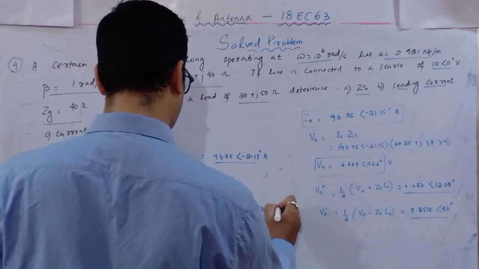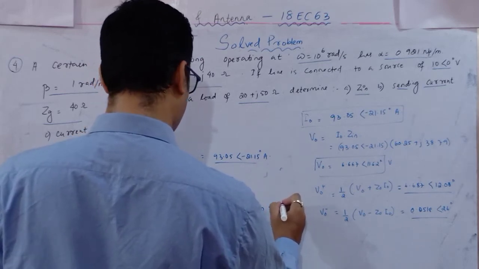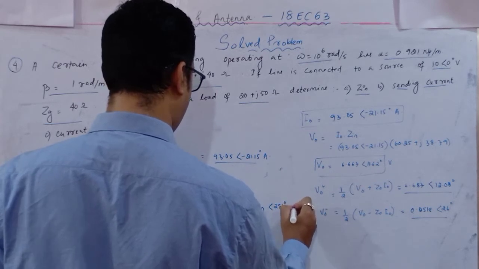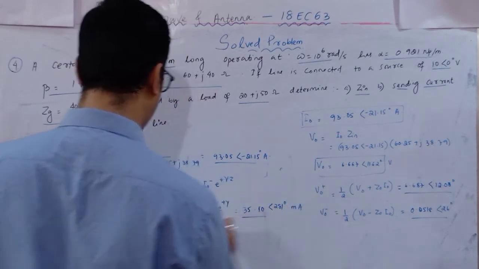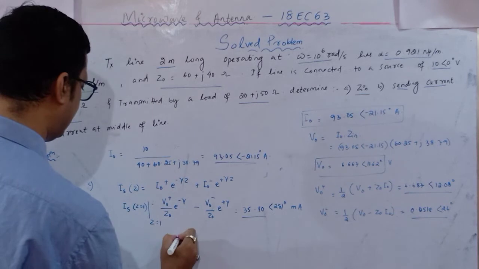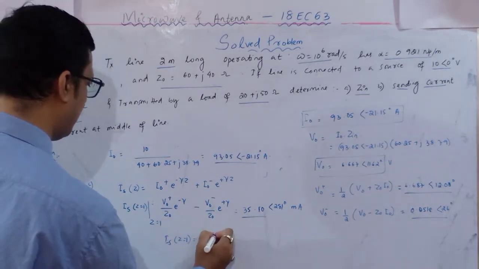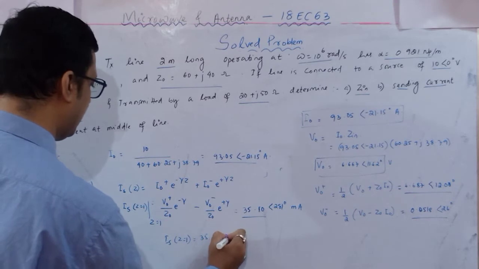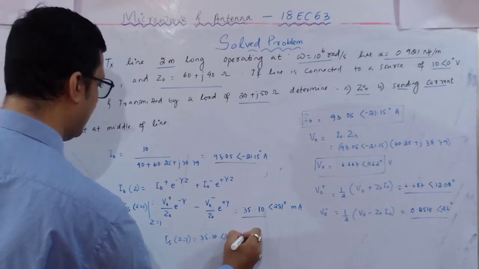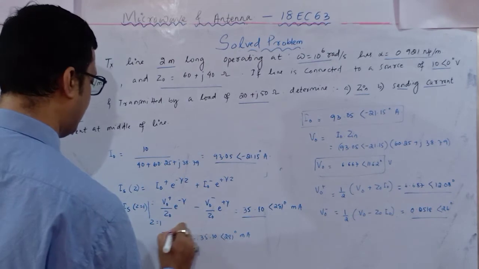35.10 angle 281 degree milliampere. So I_S at midpoint is 35.10 angle 281 degree milliampere.